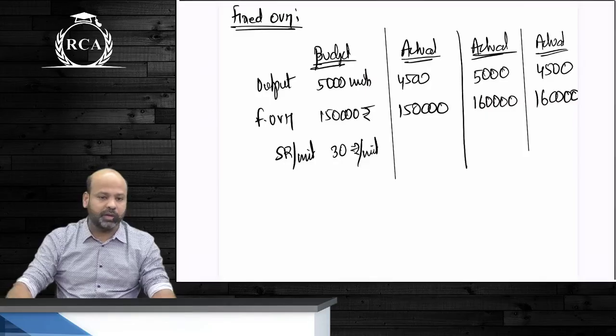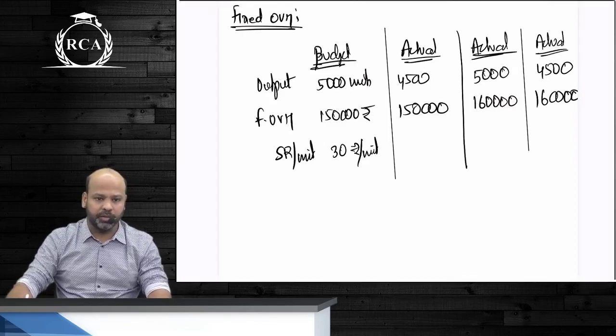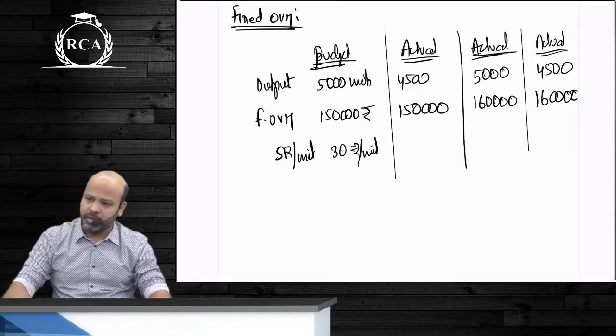4,500 units, 1,60,000 rupees. If you are manufacturing 4,500 units, what will be the amount of overheads absorbed? You will end up absorbing 1,35,000 rupees, guys. You've incurred an amount of 1,60,000. What will be the amount of under recovery of overheads? 25,000 rupees will be the amount of under recovery.